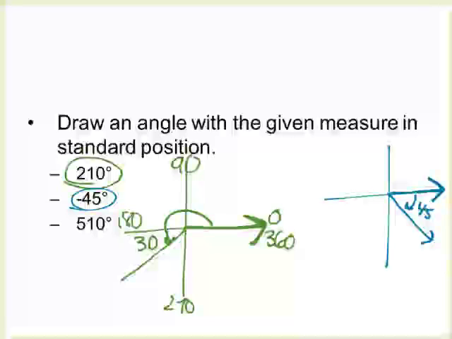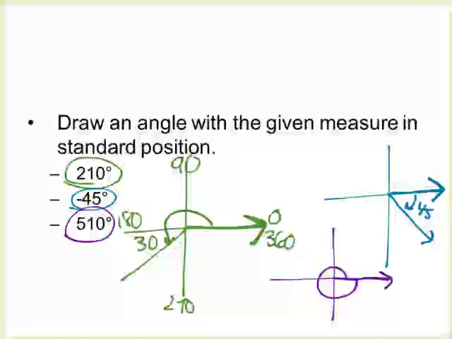For the last one here, 510. 510 is more than a whole circle. How big is a whole circle? 360. So what we're going to do is start at our 0 line and go around once with a spiral to cover 360 degrees. Then how much more do I need to do? How do I figure that out?